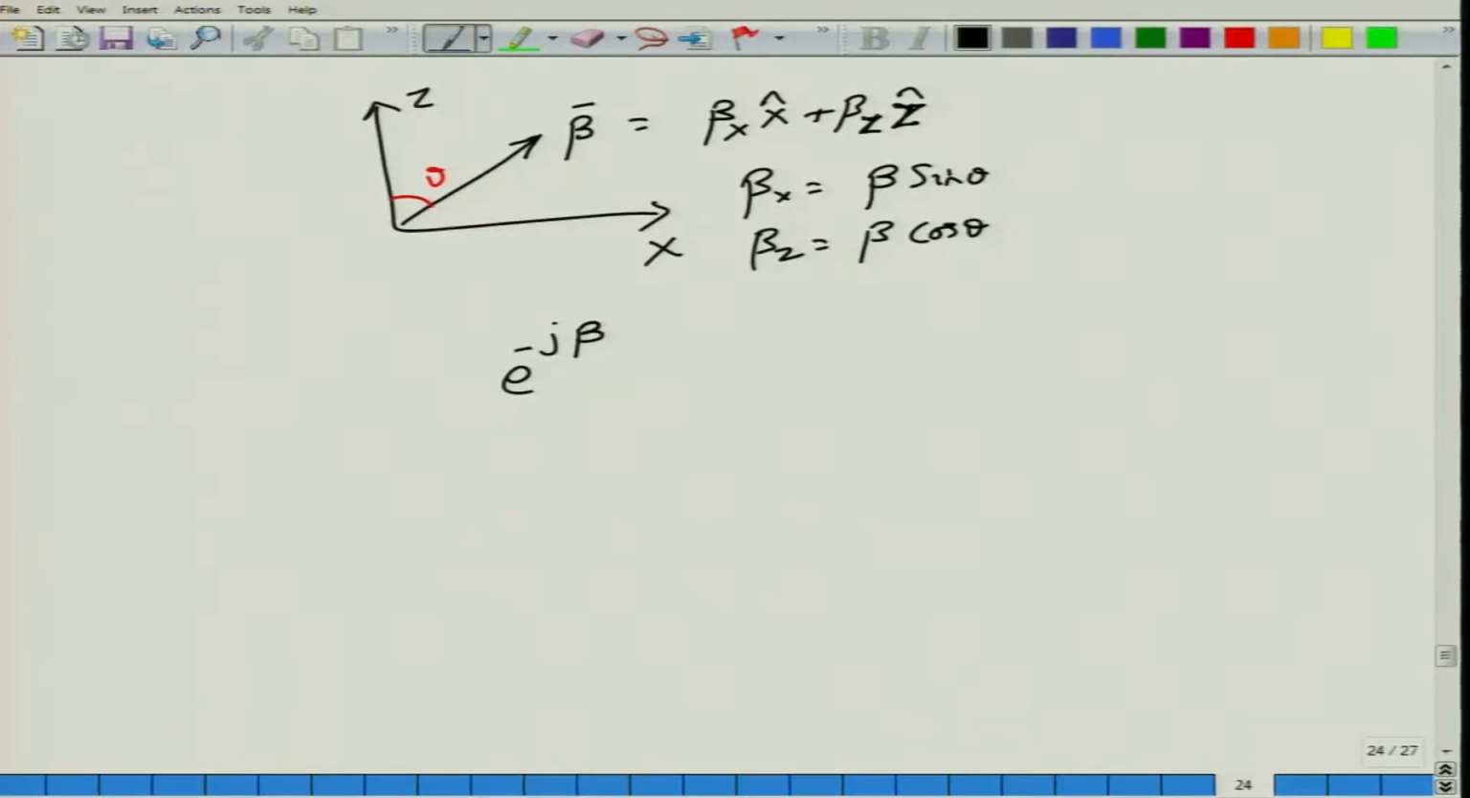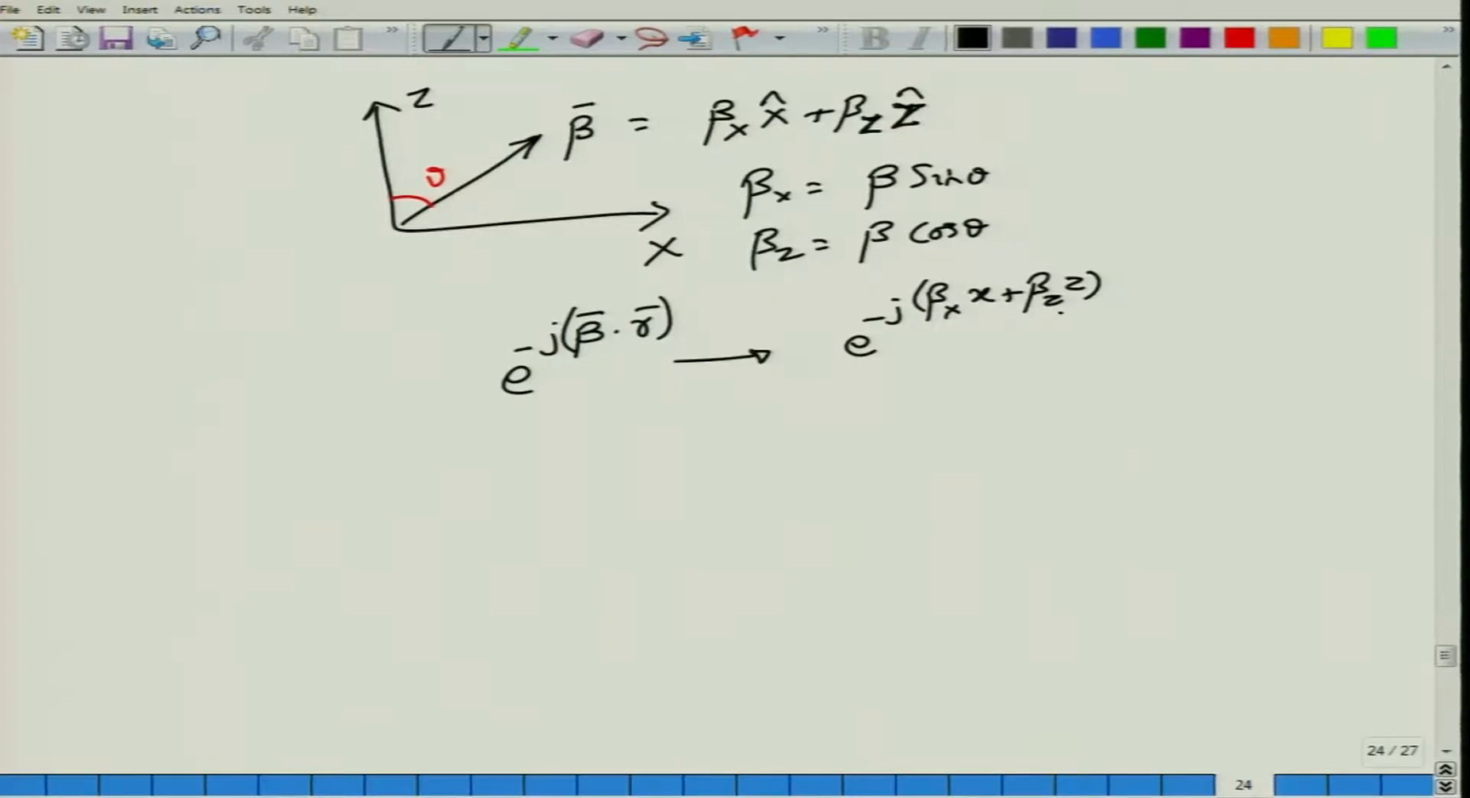Once I have this, what will happen to the phase factor? The phase factor becomes e to the power minus j beta dot r. So beta has components beta sin theta and beta cos theta along x and z. The position vector r is x x hat plus y y hat plus z z hat. Therefore, this becomes e to the power minus j (beta x x plus beta z z). So you see that the direction of propagation is along a plane in which the propagation vector has two components, beta x and beta z.